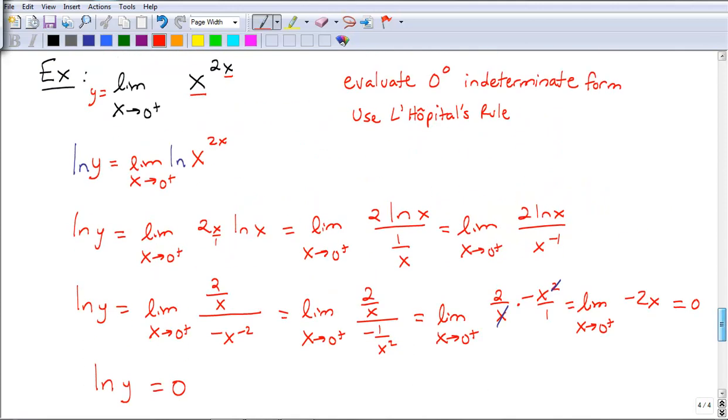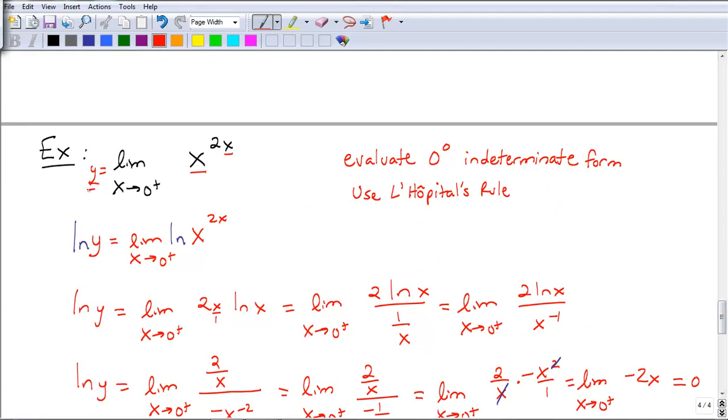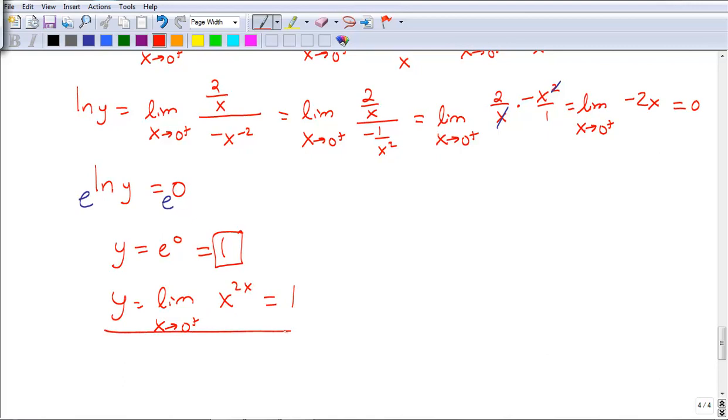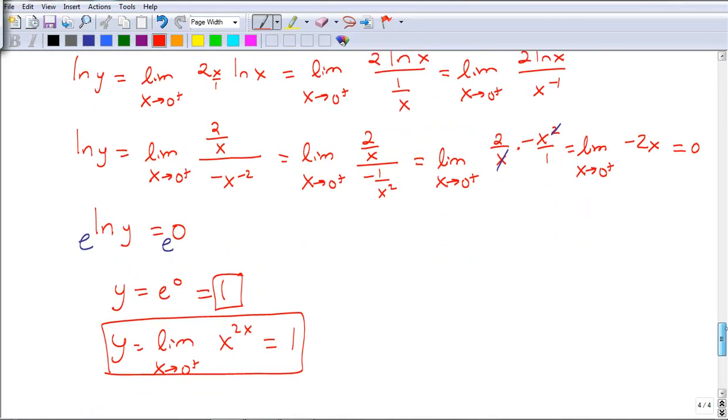But notice, I want to figure out what y is, because y is equal to the limit that I'm looking for. So to figure out y, I have to undo the natural log I put in there. And the way you undo the natural log is you raise everything to the power of e. So I got that y, which is the limit that I was looking for, is equal to 1. So I found that original limit, but notice I had to take the natural logs to make that work out.